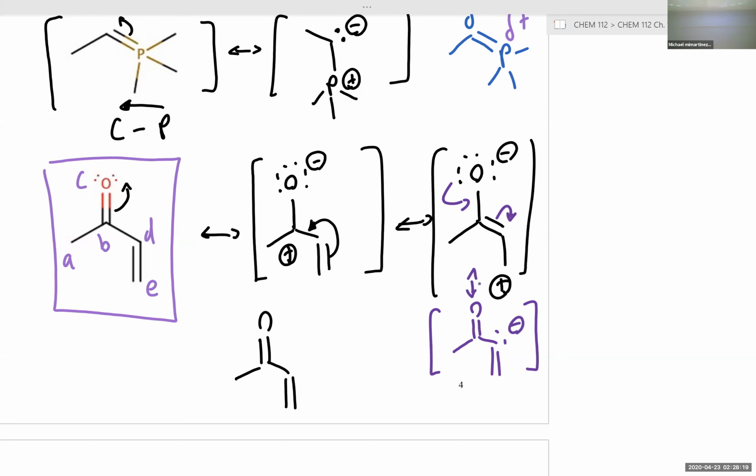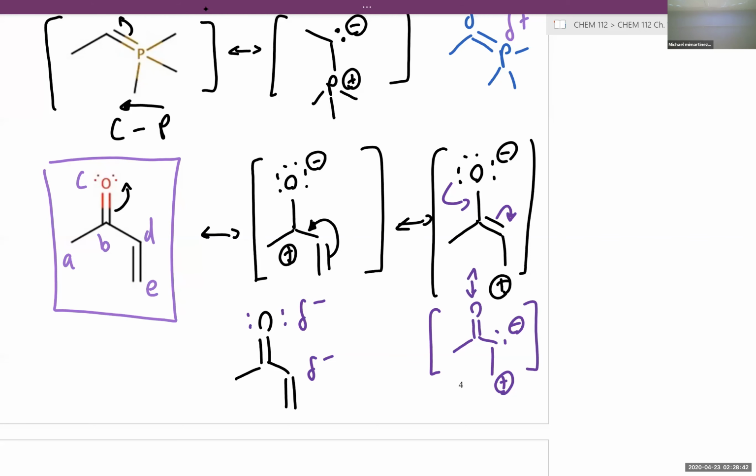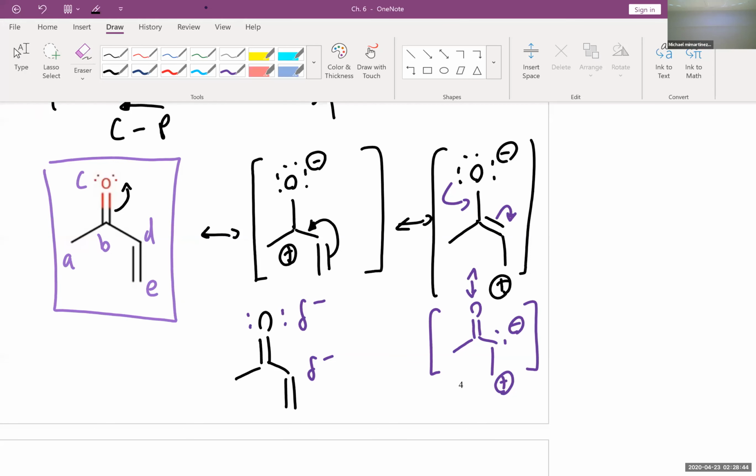Let's identify all the sites that are electron rich, that have a clearly defined partial negative charge in one of the resonance structures. So I see a lot of people mentioning C. That's exactly right. Are there any other sites that are electron rich? D, exactly right.